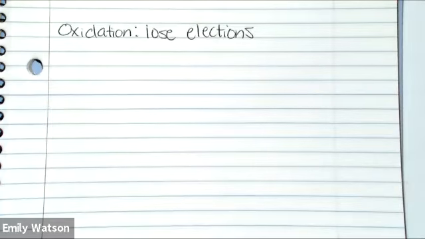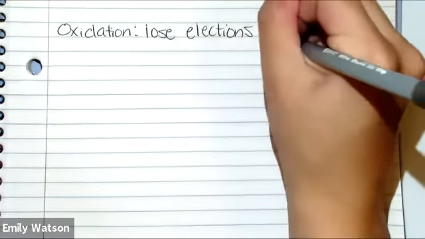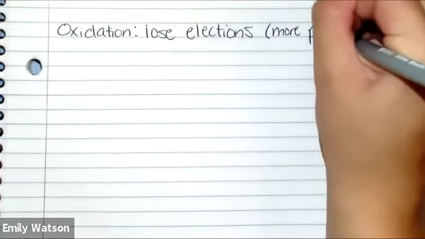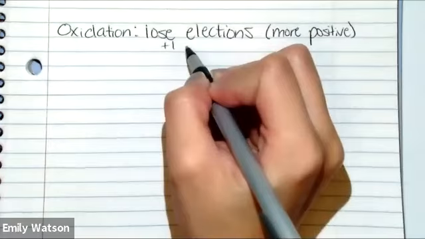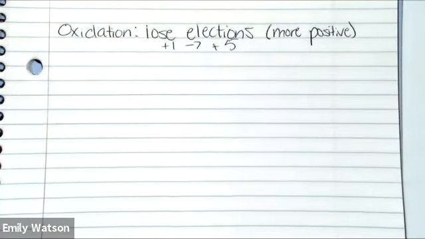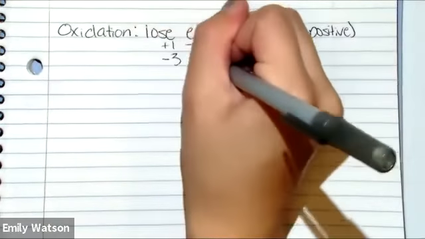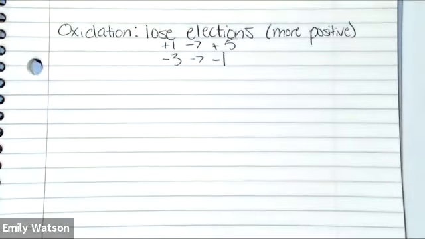So since we're losing electrons, our charge is becoming more positive. So going from like a +1 to a +5, that's an oxidation. That means we've lost how many electrons? 4. It could also be a -3 to a -1. That's an oxidation. How many electrons did we lose? 2. So try not to let the signs confuse you. Just sort of do the math.